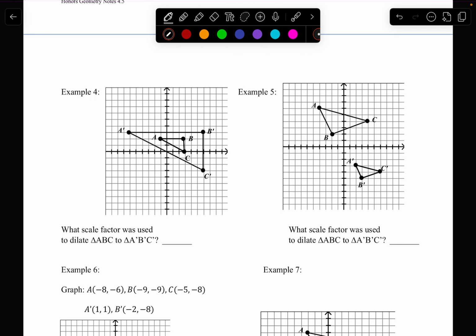Well, super easy. When we are determining scale factor, we have to remember that our new image and our pre-image are proportional, right? They're similar, so our side lengths are going to be proportional to each other. So essentially what we have to do is figure out one side length of my new image and one side length of my pre-image, and just put the new image over the pre-image, and that will give me my scale factor. So super easy. Are you ready?